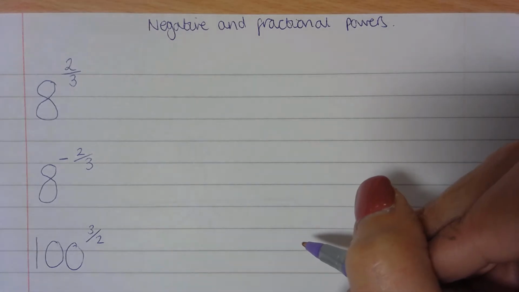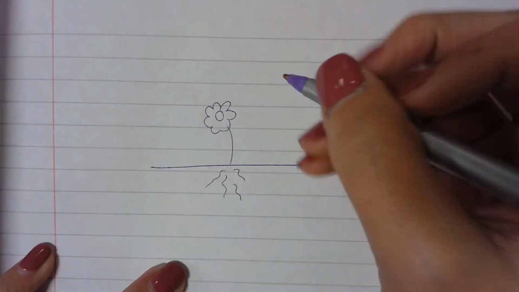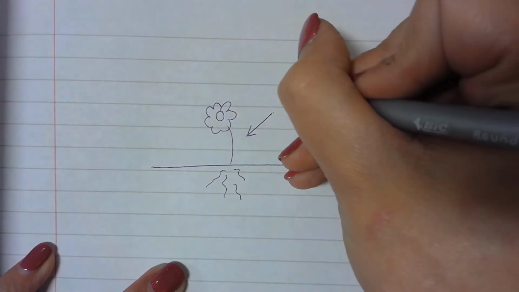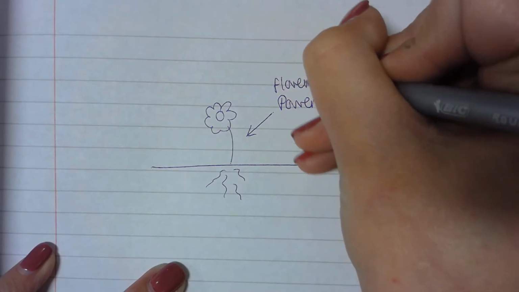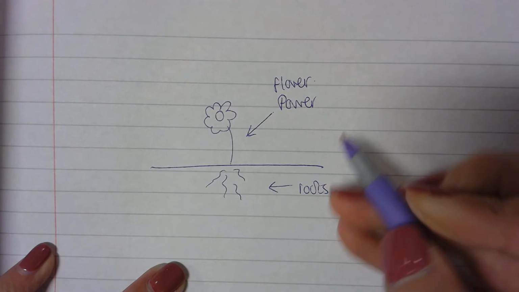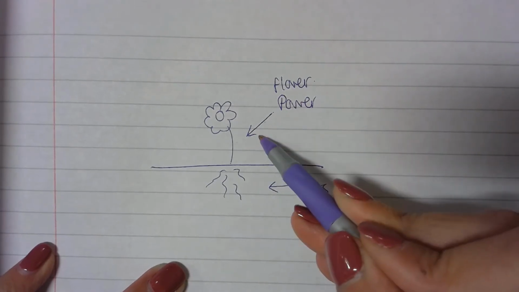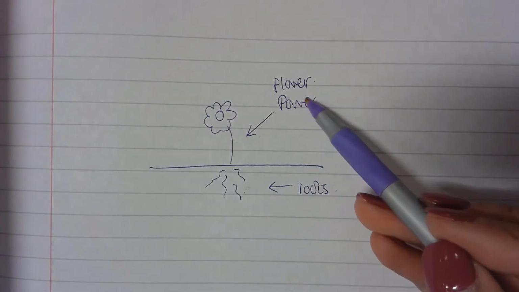So I'm going to talk about negative and fractional powers. I just wanted to show you something before. If you have a fractional power, the numerator is the power, because remember we've got flower power, and underneath the flower you have roots. So the power goes on top and the root goes at the denominator. The power is the numerator, the root is the denominator.